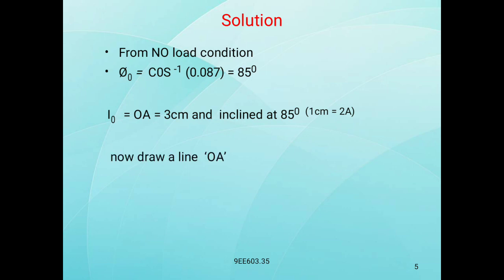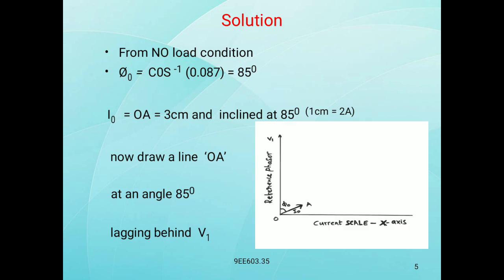Now we draw a line OA at an angle 85 degrees, lagging behind V1. This is the scale: on the x-axis, current is taken, and on the y-axis, the reactive component. The reference phasor taken is the voltage.